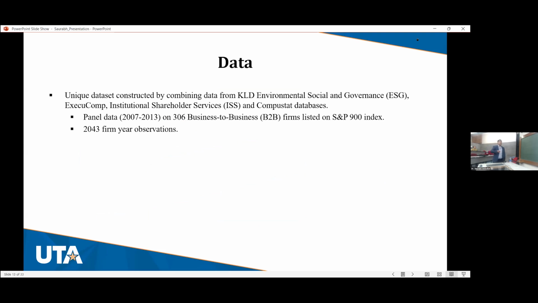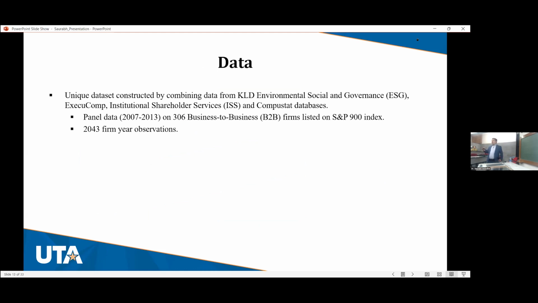So to test this particular research model, we use data from the existing KLD Environmental Social Governance dataset, ExecuComp, Institutional Shareholder Services, and Compustat, right? So these are getting data on the TMT, on the board, on the environmental performance and firm performance variables. So we have a panel data set from 2007 to 2013 on B2B firms.